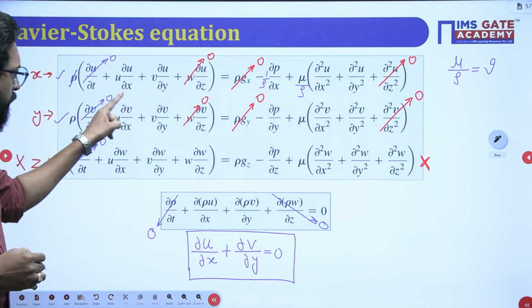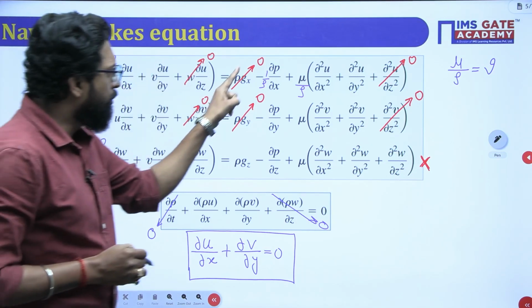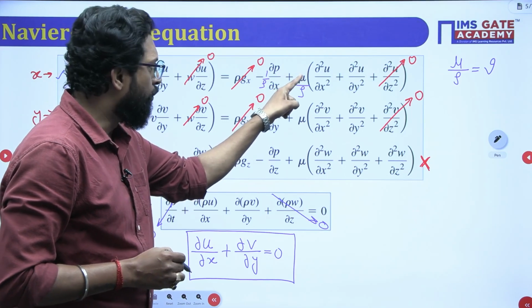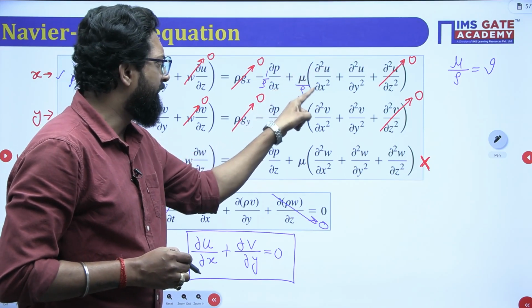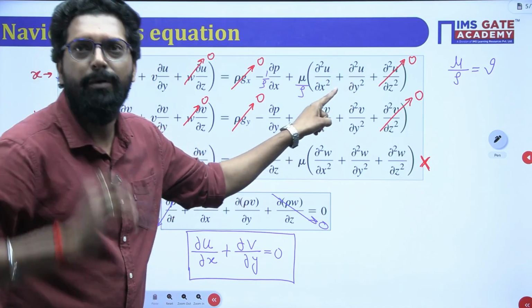u dou u by dou x plus v dou u by dou y is equal to minus 1 by rho dou p by dou x plus nu times d square u by dx square plus d square u by dy square. This is the x direction momentum equation.